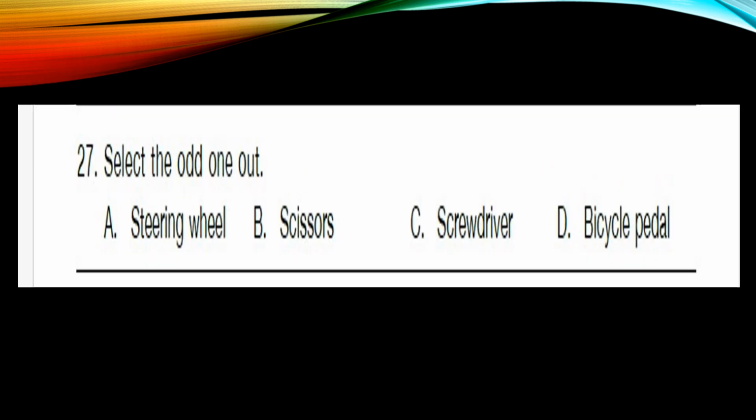Question number 27. Select the odd one out. A, steering wheel, B, scissors, C, screwdriver, D, bicycle pedal. And the right answer is option B, scissors, because steering wheel, screwdriver and bicycle pedal work on wheels and axle, while scissors works on wedges and levers.